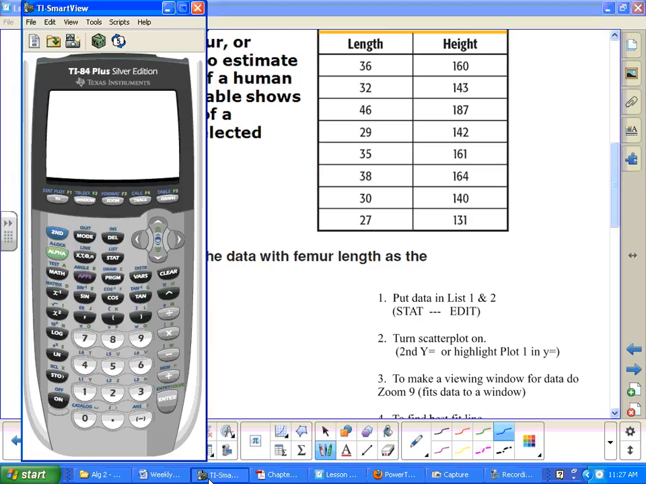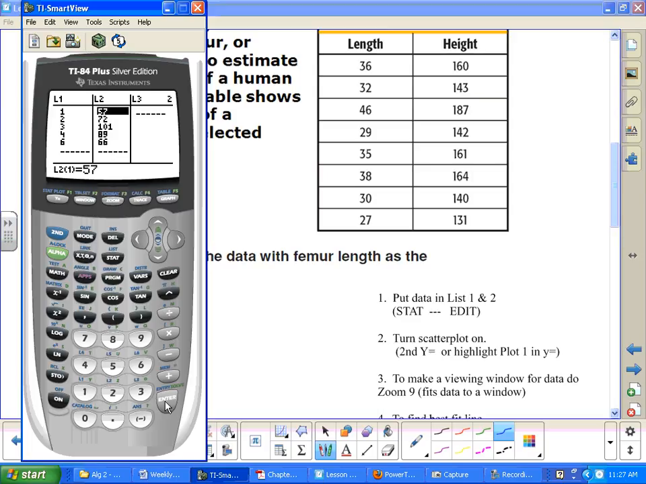So push the Stat button for statistics, and then Edit, which is the very first one, and then we hit Enter. And then you should see lists on your calculator. Okay. Now, how many of you have stuff in your lists already?